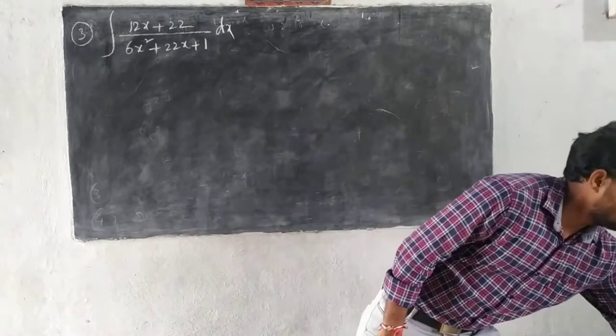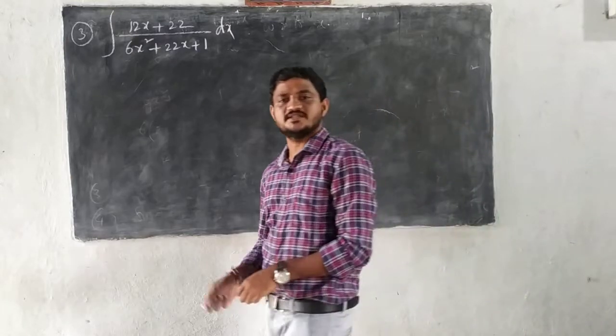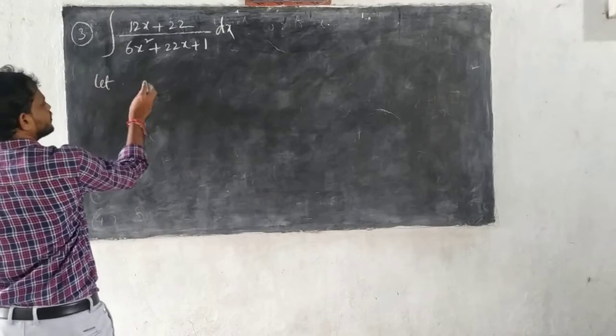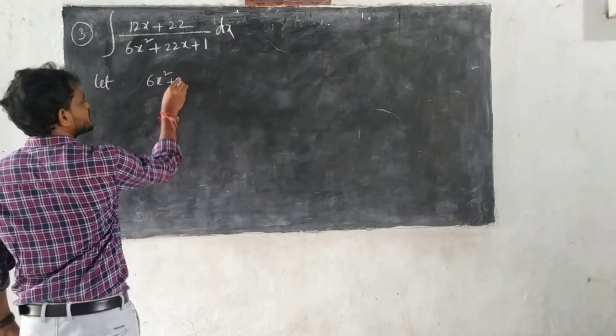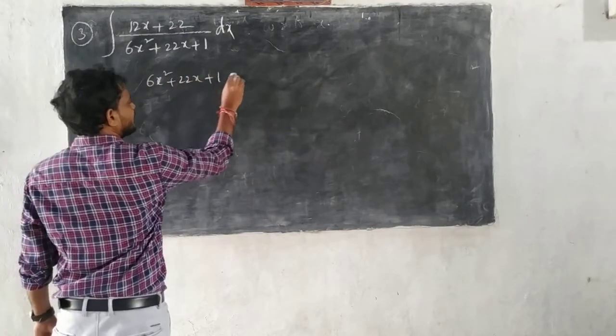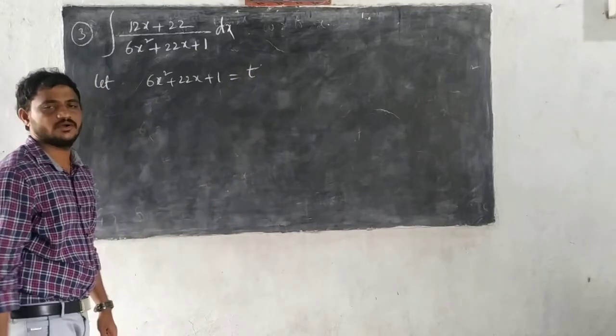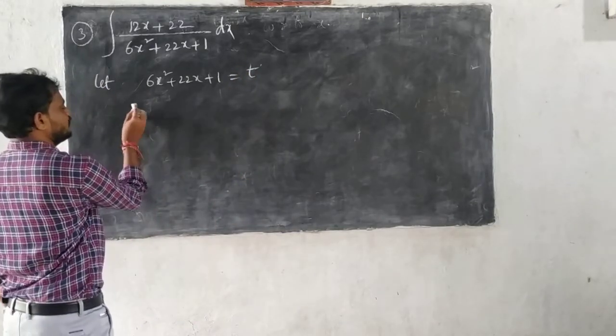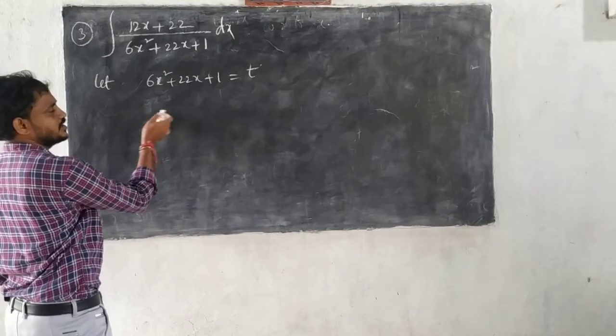So we have to consider the function as t. Okay. So let 6x square plus 22x plus 1 be t. Then differentiate both sides. Differentiate both sides.